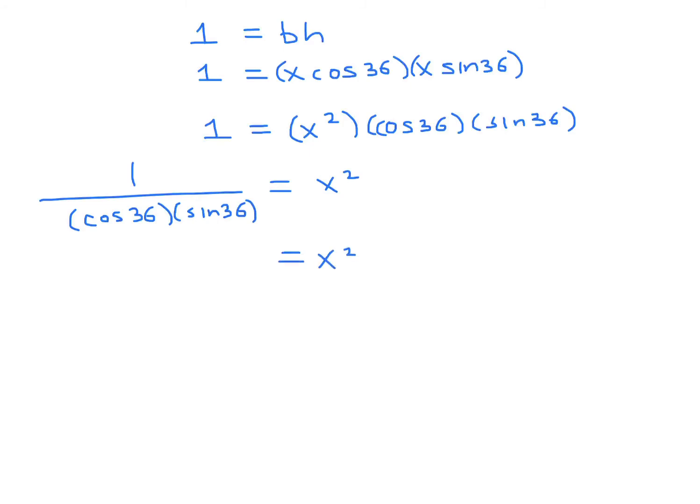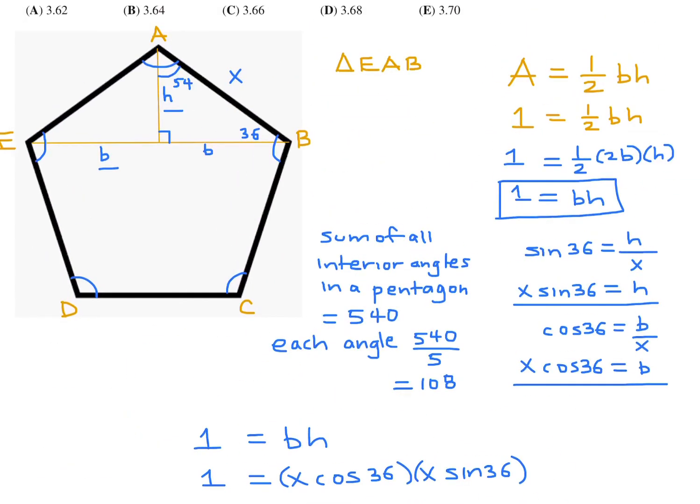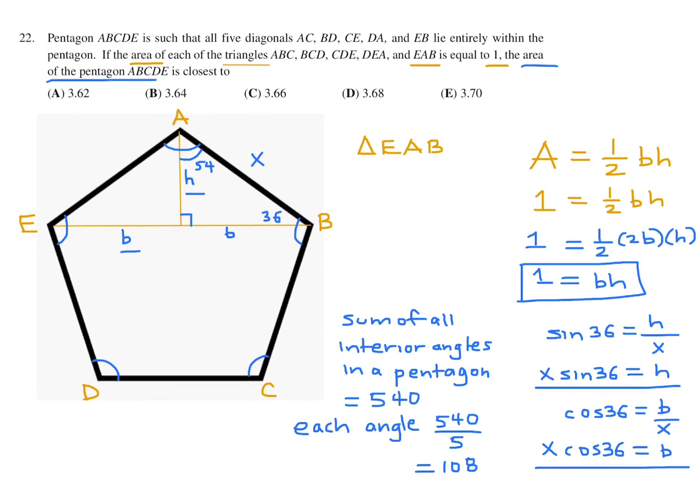And if you do the math, you'll get that this is 2.1029. Take the square root, and you'll get 1.4501 to 4 decimal places. All right? So you've got yourself the value for x. And remember, x was one of the sides. So now we can pretty much proceed with calculating the area of the Pentagon, which is what they want us to do. The area of the Pentagon.